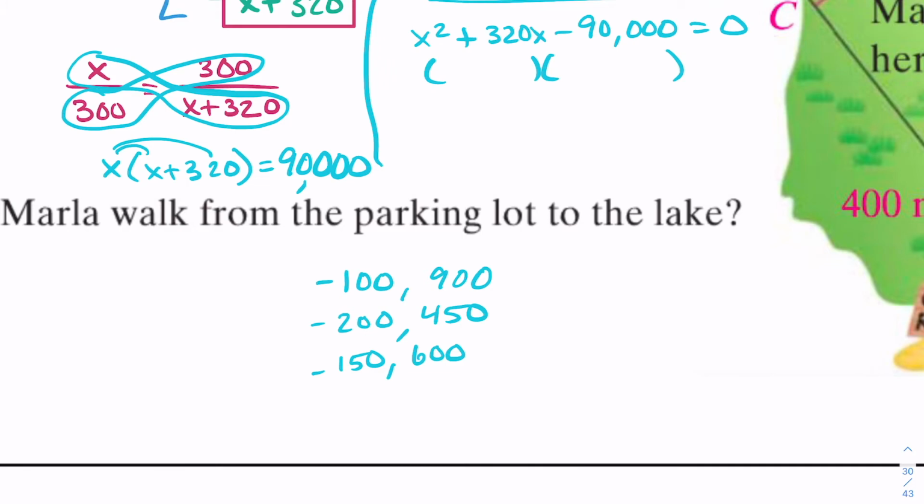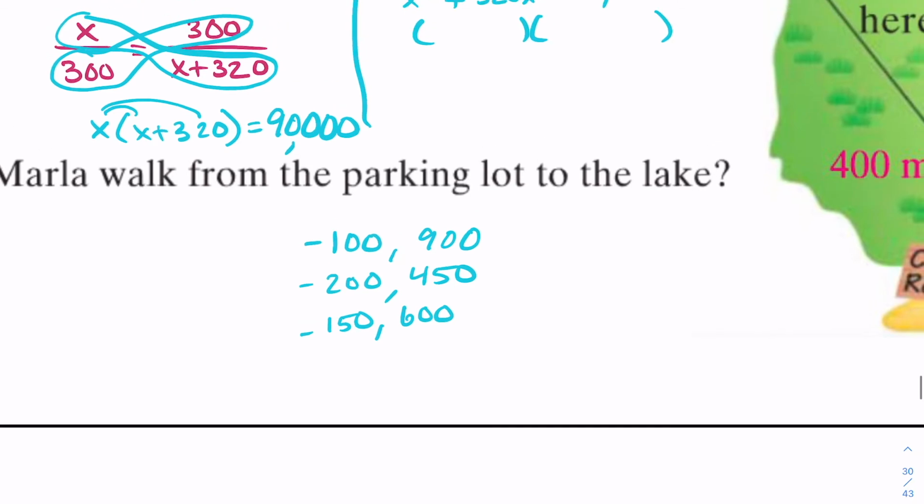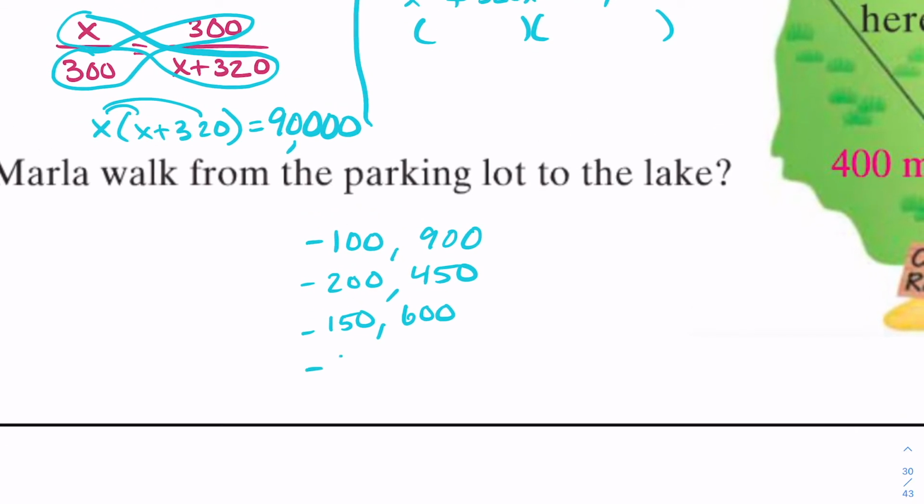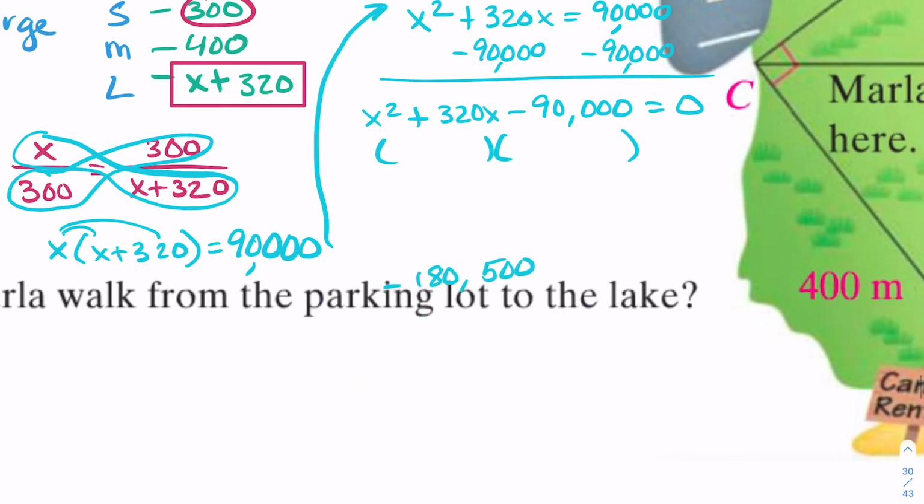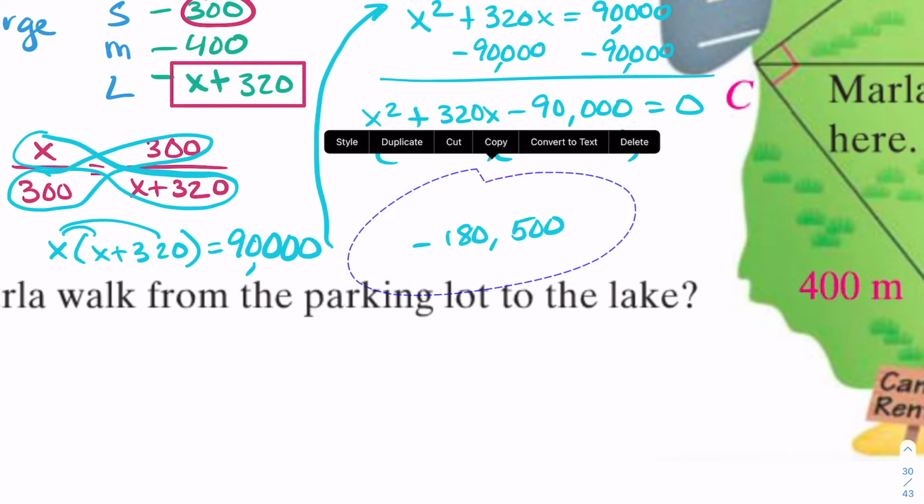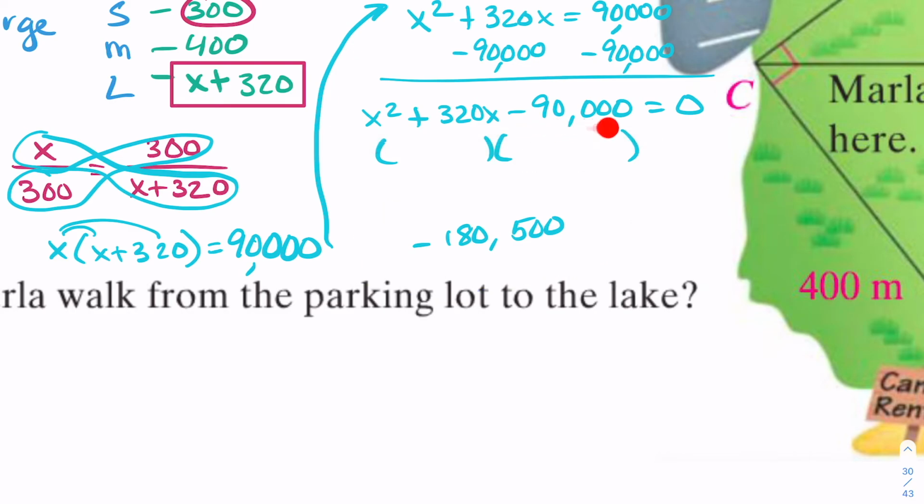And so let's see. What about 90,000 divided by 180? 500. Ooh, I'm liking this. What if I had negative 180 and 500? Let's erase these. What about negative 180 and 500? Negative 180 times 500 is negative 90,000. Also, 500 take away 180 is the 320 I'm looking for. So I had to increase because I wasn't at enough when I had negative 150.